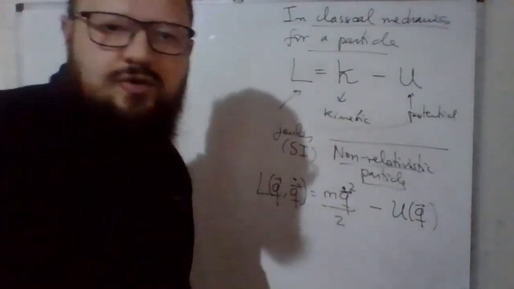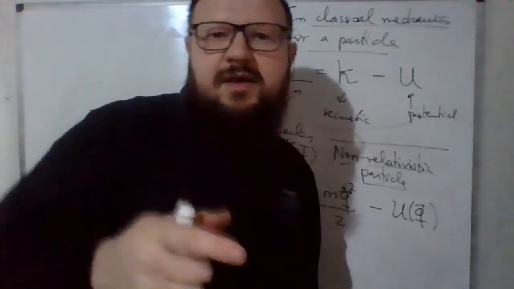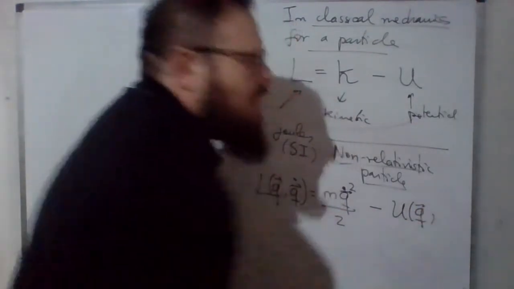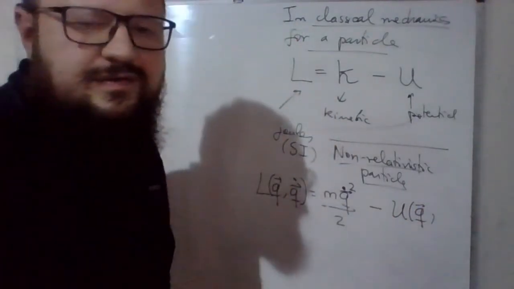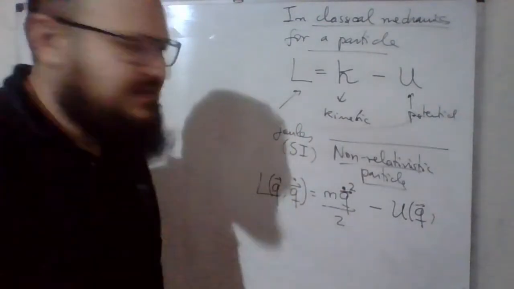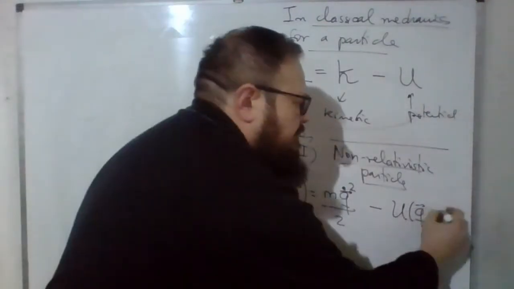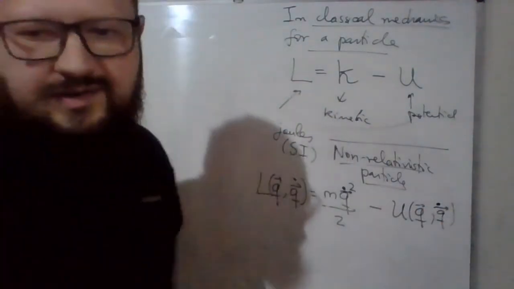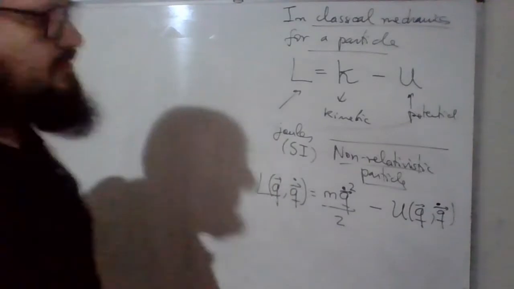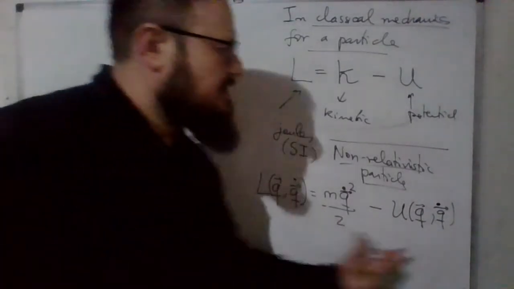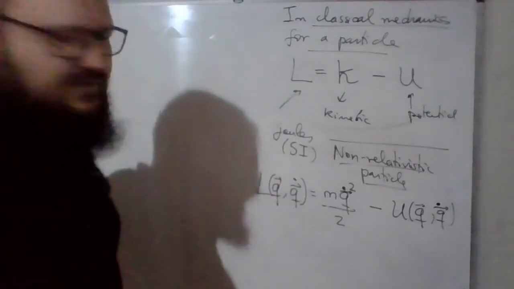For instance, the coupling between a particle and an electromagnetic field would have a component which is the coupling between the velocity of the particle and the magnetic vector potential. So it could depend also on the velocity of the particle. This potential energy could depend also on the velocity of the particle. All right. But this is it. You have a kinetic term and a potential factor here.